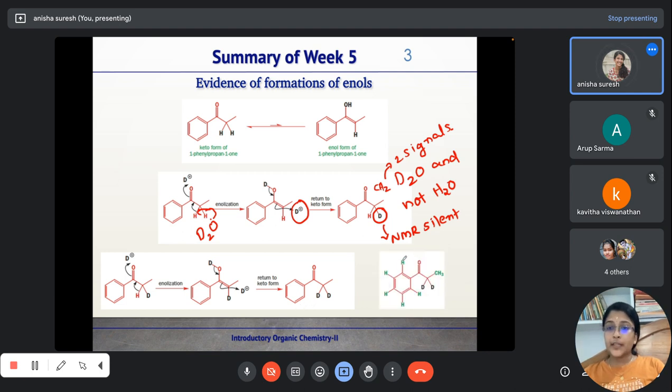So here, these protons, 1, 2, 3, 4, 5, these 8 protons, will not be affected. Only this alpha proton will be abstracted, and it will result in the formation of enol. So here these two alpha protons will be replaced by deuterium. Remaining all these 8 protons will remain as such in the NMR.